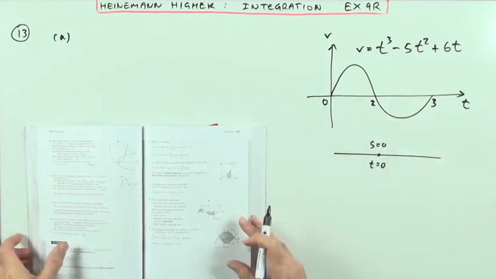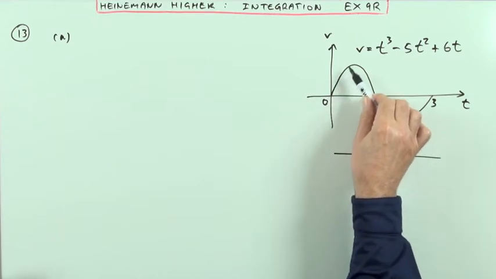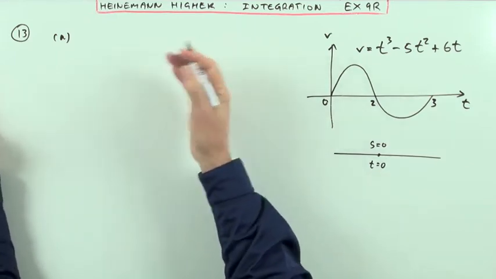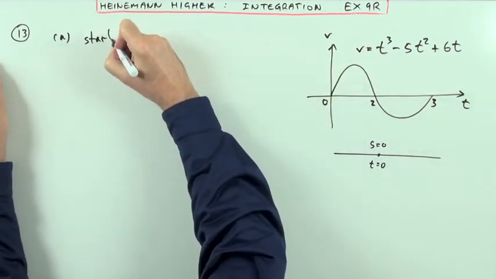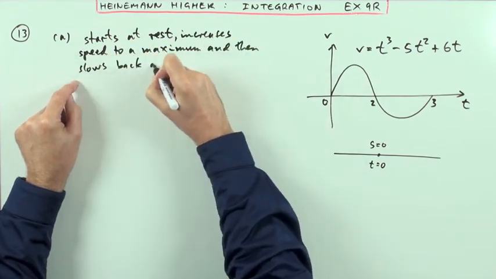Describe how its speed changes. Well, it shows you there. It starts at 0, increases to a maximum, and then slows back down to rest at 2 seconds. So I just have to write all that down. Starts at rest, increases speed to a maximum, and then slows back down to rest after 2 seconds.